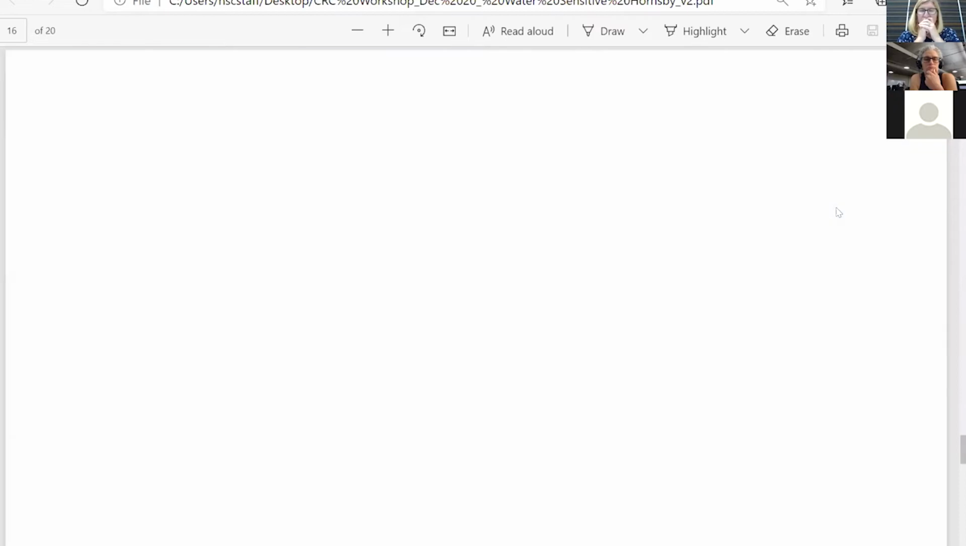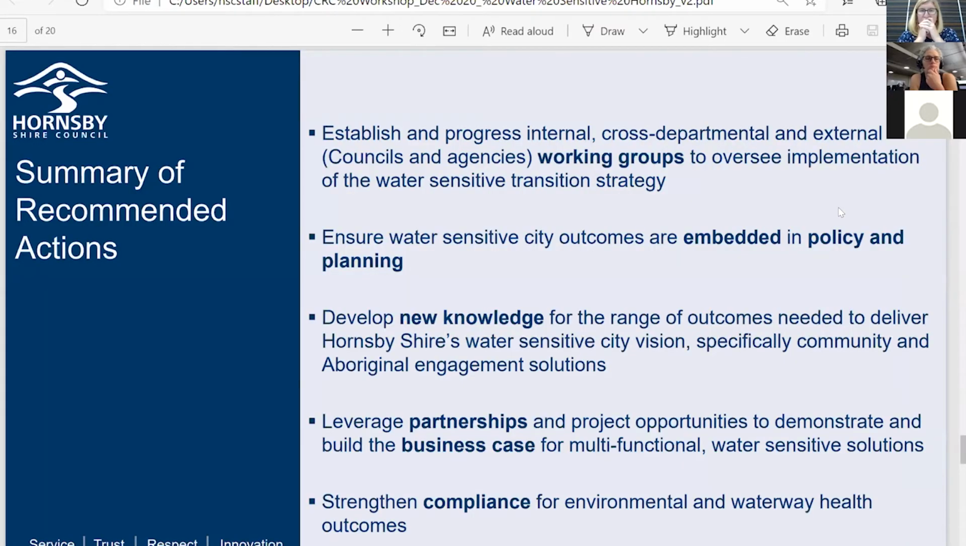In summary, this is a summary of the recommended actions. There's 18 different actions with up to 65 different sub-actions or tasks within the strategy. So they're around developing working groups to oversee the implementation of the strategy. So they're both internal and cross-departmental and external. Embeds good practice into policy and planning. Develop new knowledge, leverage on partnerships and develop business cases, and strengthen compliance.